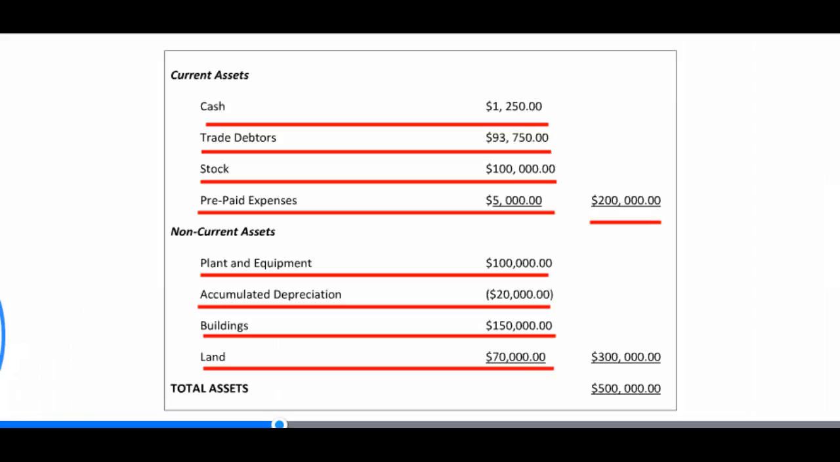Please note that this will only occur in a balance sheet if the business legally owns the buildings and land. When we add the non-current assets together, we get a total non-current asset value of $300,000. And when this amount is added to the current asset value of $200,000, we can arrive at the total asset value of the business, which is $500,000.